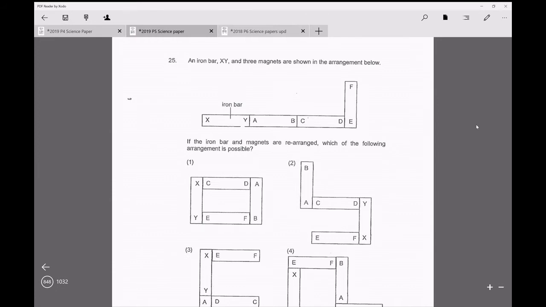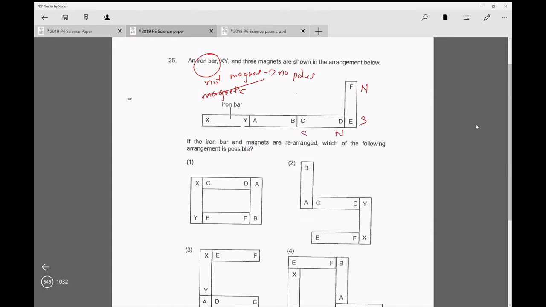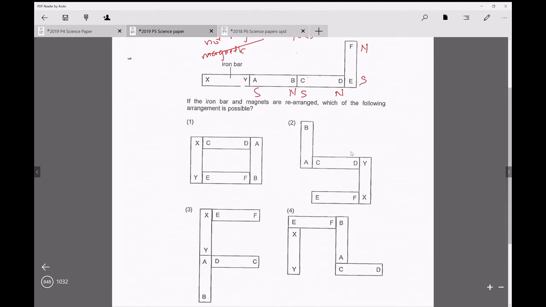So let's just randomly write down the poles. By the way, they tell you XY is an iron bar. That means it's just a magnetic material, but it is not a magnet. Therefore, it will not repel. So no poles, because it's not a magnet. Only magnets will have poles. So anyway, just randomly write the poles. North, south. Opposite poles attract, right? So this one must be north, south still. Or like I say, an iron bar is a magnetic material, so it will be attracted by the magnet regardless. Let's look at the possible arrangements.